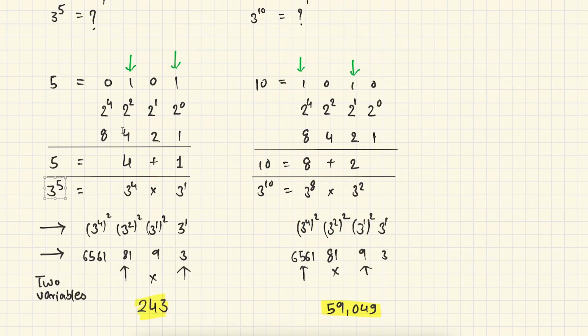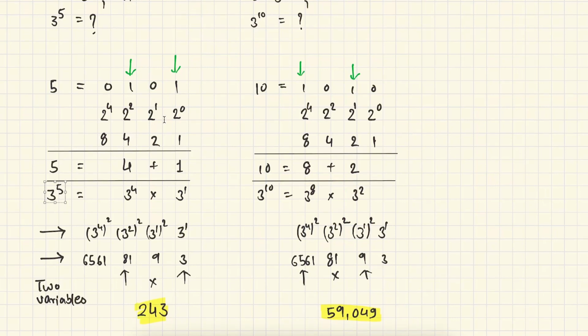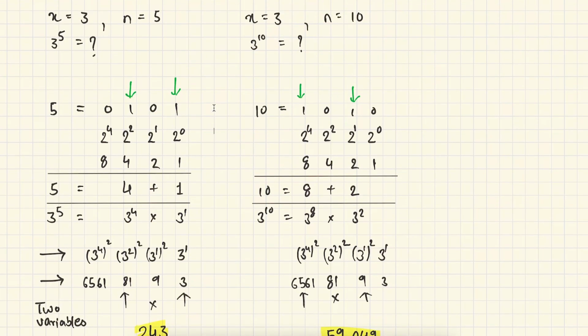Okay, let's understand this again with different inputs. So let's say x is 3 and n is 10. 3 to the power 10 is what? Let's see. The binary representation of 10 is what? 1010, and each bit is representing a power of 2.